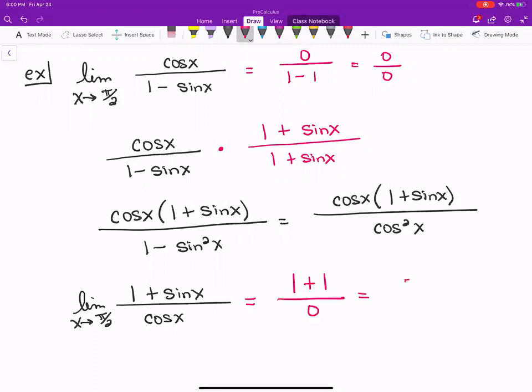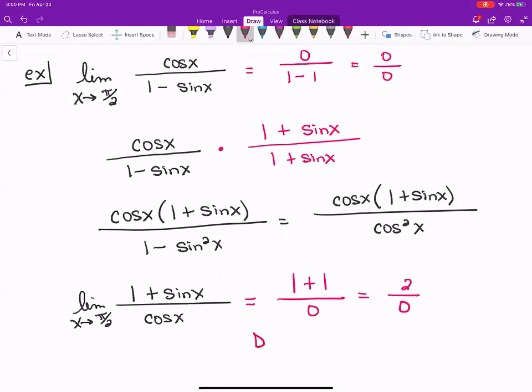Okay, this is not 0 over 0 anymore. This is just an undefined scenario. So what this means is if you would graph this in your calculator, you would see a vertical asymptote right here. And remember, if the limit is not approaching a specific number, the limit doesn't exist.